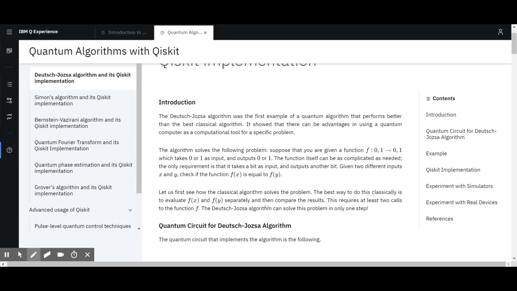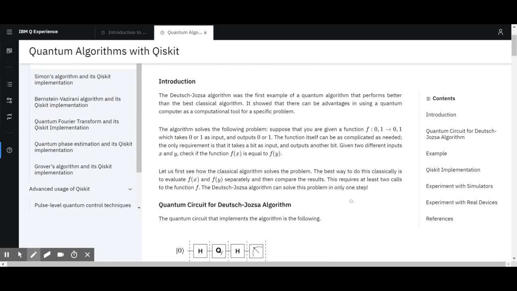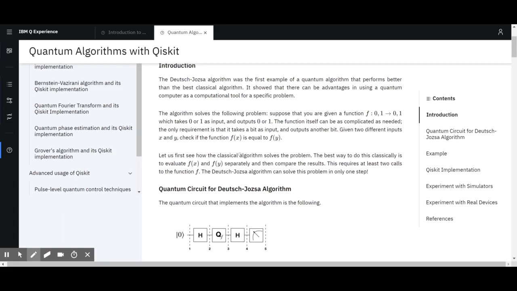Let us first see how the classical algorithm solves the problem. The best way to do this classically is to evaluate f(x) and f(y) separately and then compare the results. This requires at least two calls to the function f. Correct. So you call f(x) and f(y) and then you compare. The Deutsch-Jozsa algorithm can solve this problem in only one step.